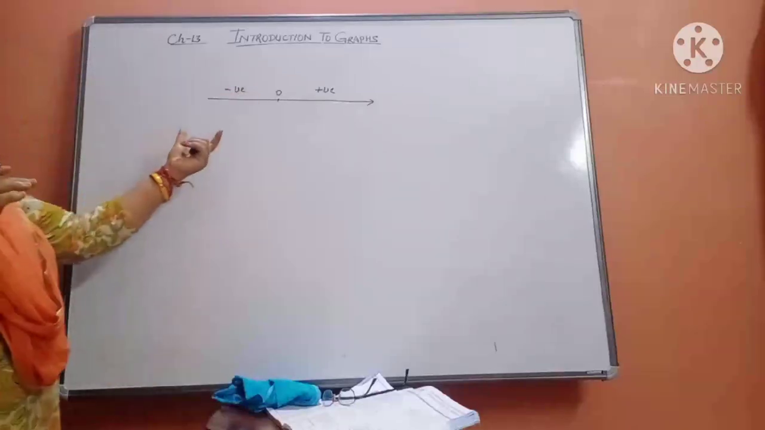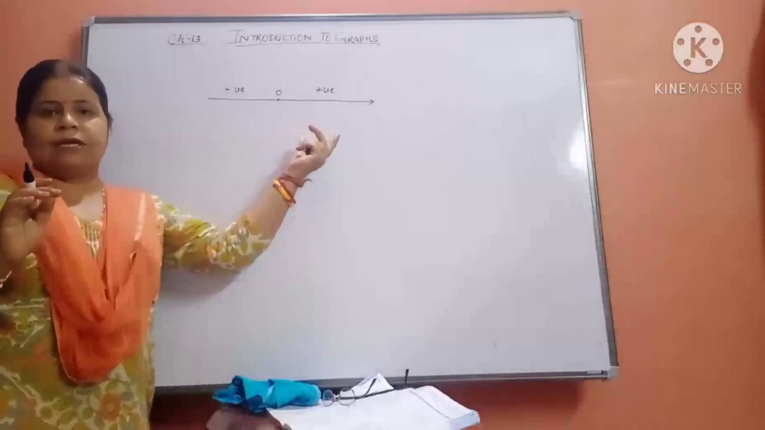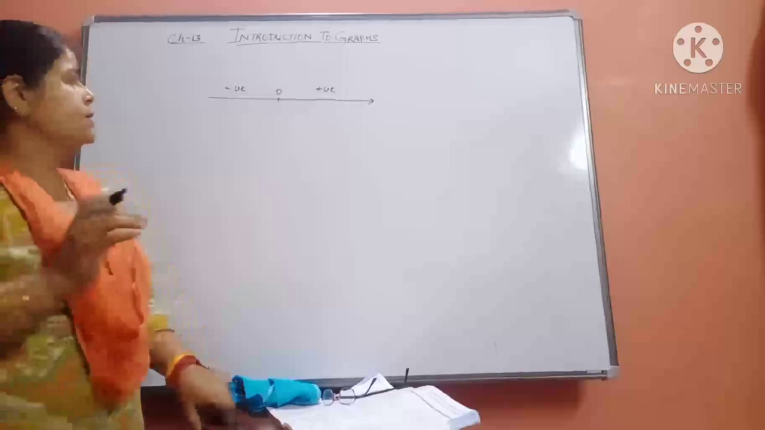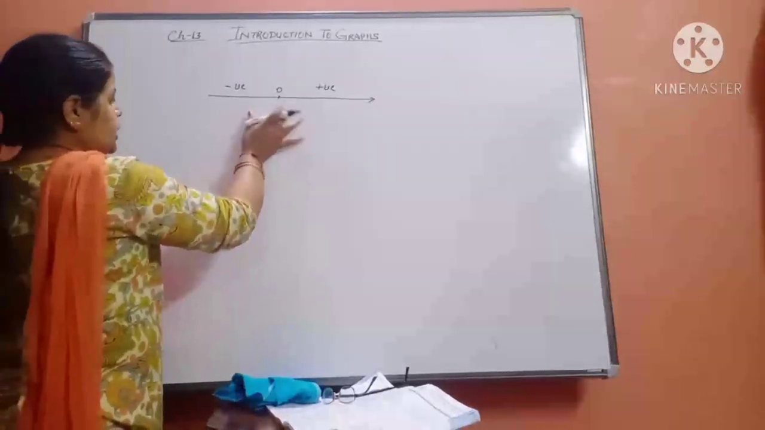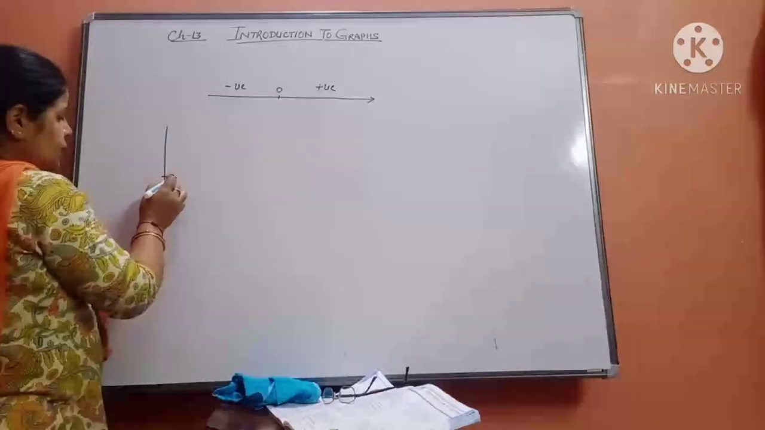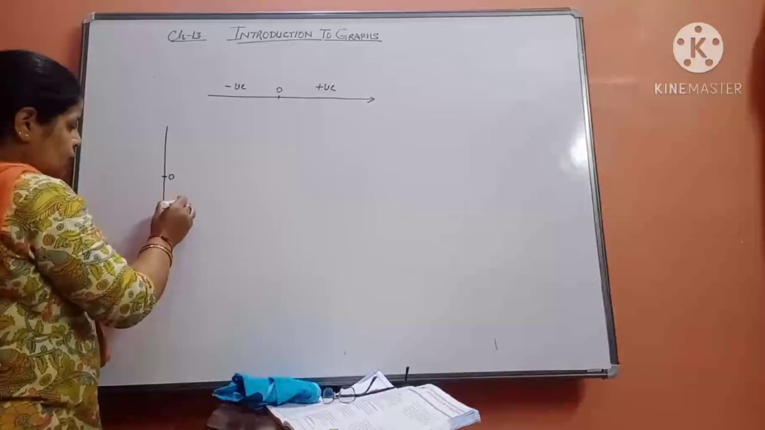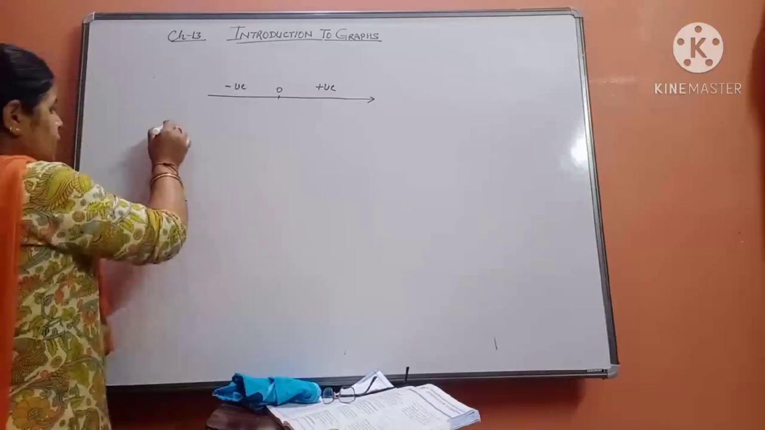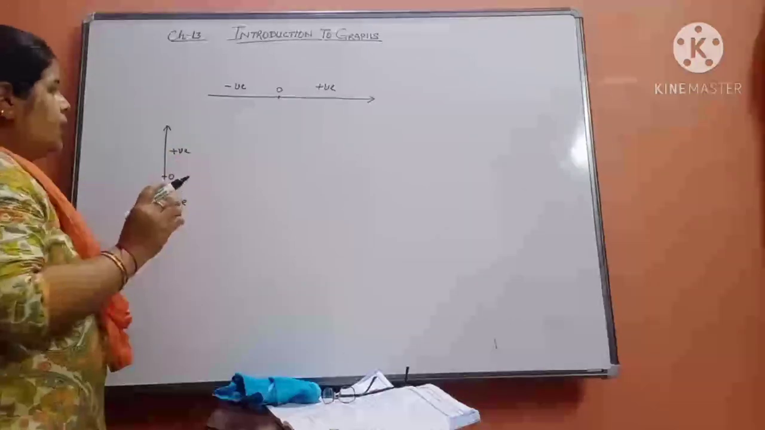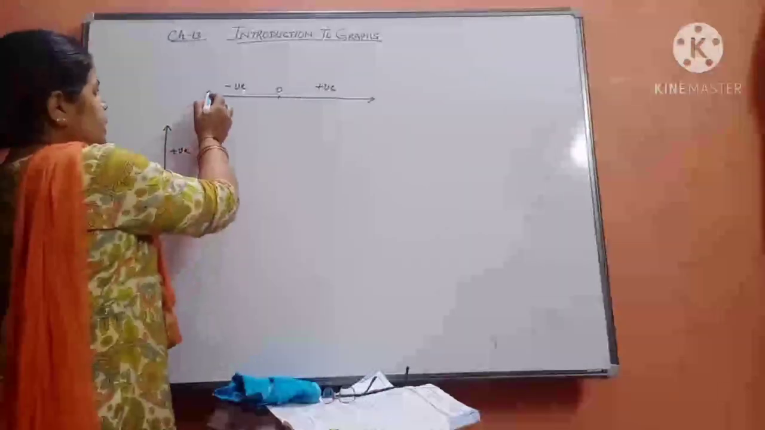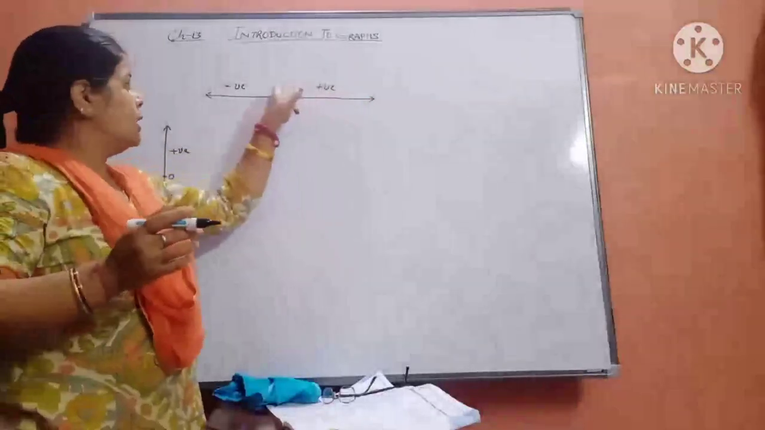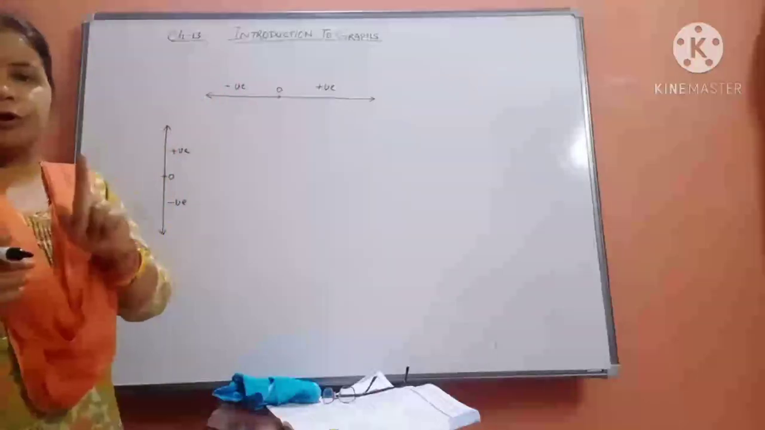In this chapter also we are going to do the same things, and one line will be horizontal and one line will be vertical. At the middle of the lines, 0 will be there. In the vertical line, positive values will be there in the upper side, and in the lower side negative values. In the horizontal line, on the right hand side positive values will be there, and on the left hand side negative values will be there.